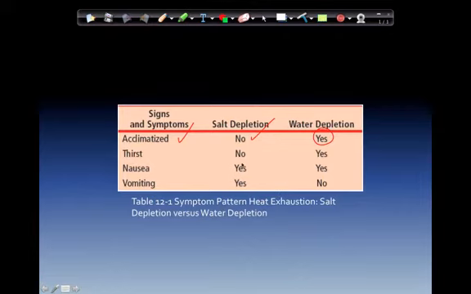If we see thirst, salt depleted? No. Water depletion? Yes. Nausea, salt depletion? Yes. And water depletion? Yes. This is kind of a progressive thing. So the more of these symptoms we see, the more dependent we have on both of them. And vomiting generally occurs in salt depletion, but not in water depletion.